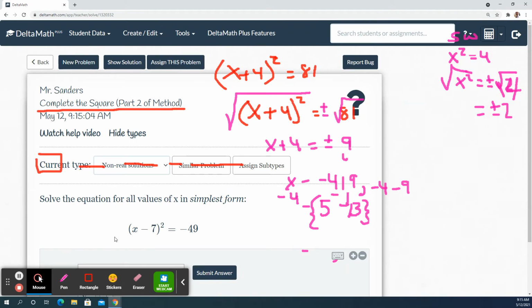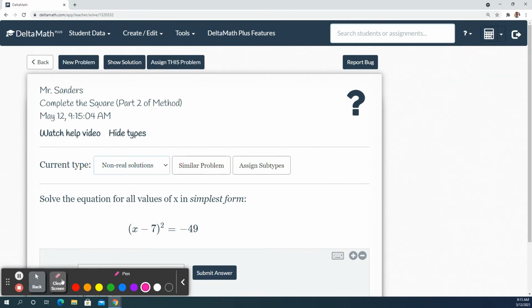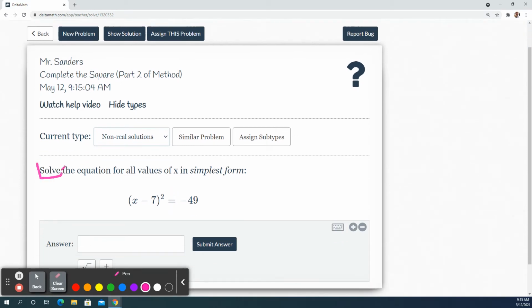That would be an imaginary solution, but usually we don't have imaginary numbers at this stage. Let's go ahead and see. Solve the equation for all values of x in its simplest form. We have (x minus 7) quantity squared equals negative 49. Right away, I want you to recognize that this is being squared and it's equal to a negative 49. There's no way in the real numbers set that you can square anything and get a negative output. So logically, this is not even possible. But let's go ahead and go through the steps.